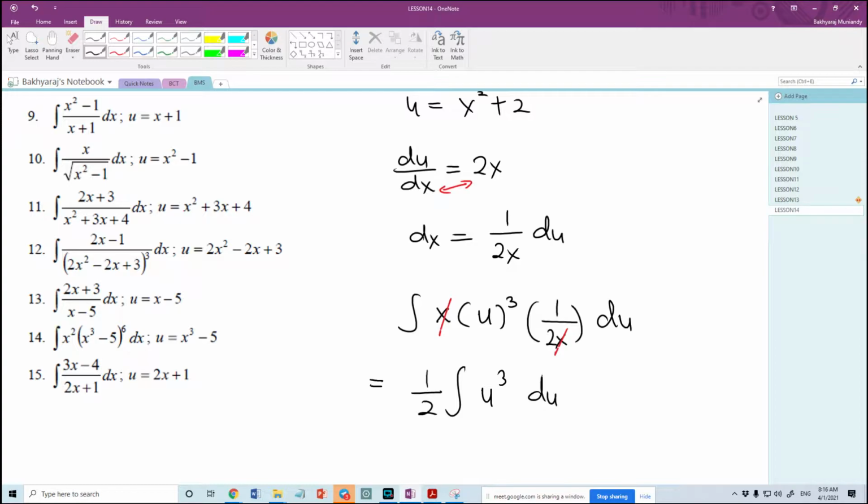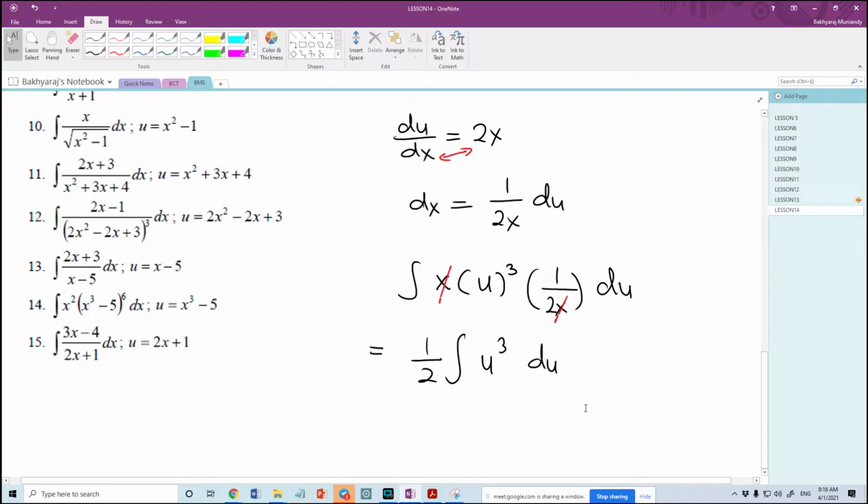Okay, next step will be what? Next step is just the integration for u power of 3 lah. So you just integrate as usual. 1 over 2, then that integration will be u power of 3 plus 1, divided by the new power. You get u power of 4 divided by 4 plus c. Okay, so you will have u power of 4 divided by 4 plus c.